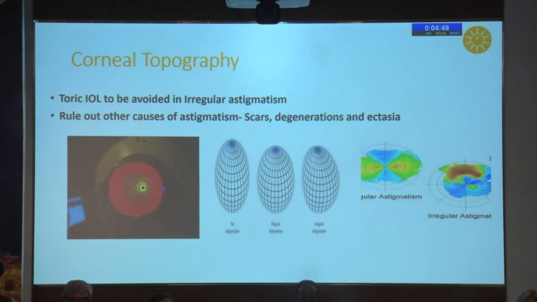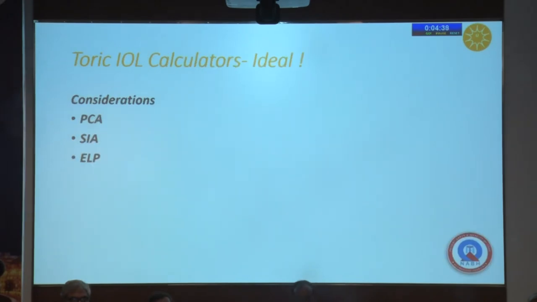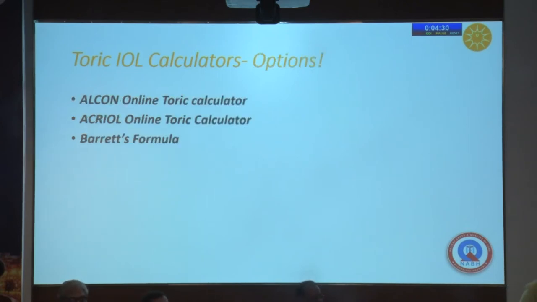And corneal topography: toric IOL should be avoided in irregular astigmatism, and rule out other causes of astigmatism like scar, degeneration and ectasia. And the toric IOL calculator is ideal if it considers posterior corneal astigmatism, surgically induced astigmatism and effective lens position. There are many calculators available online: the Alcon online calculator, the AcrySof online calculator and the Barrett formula.